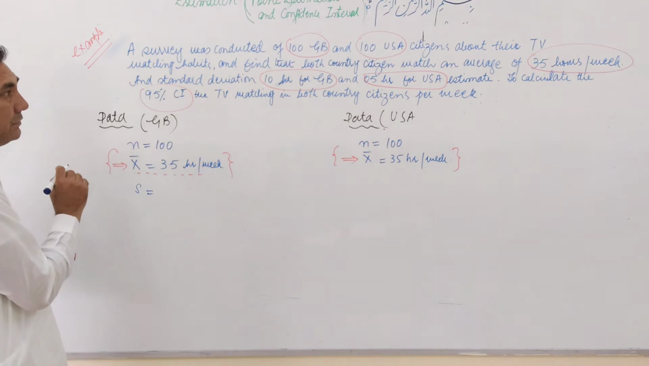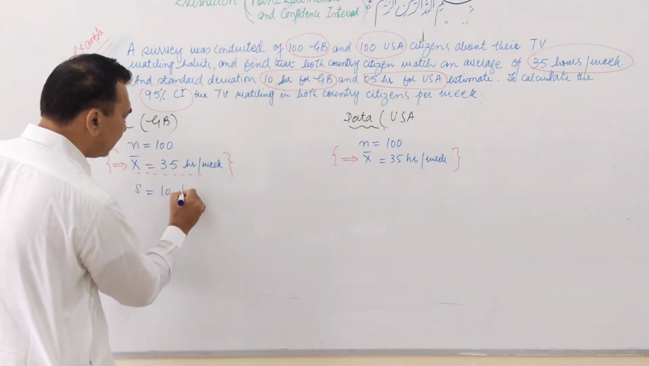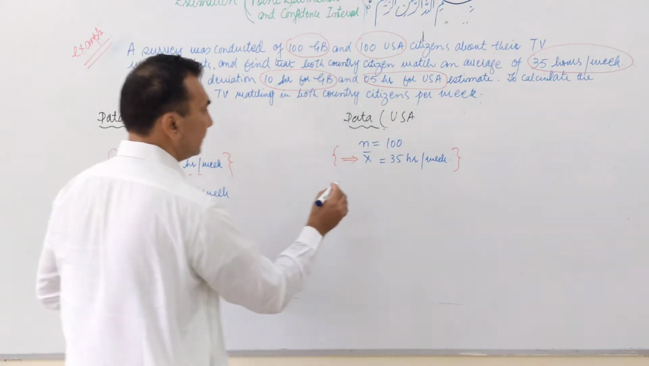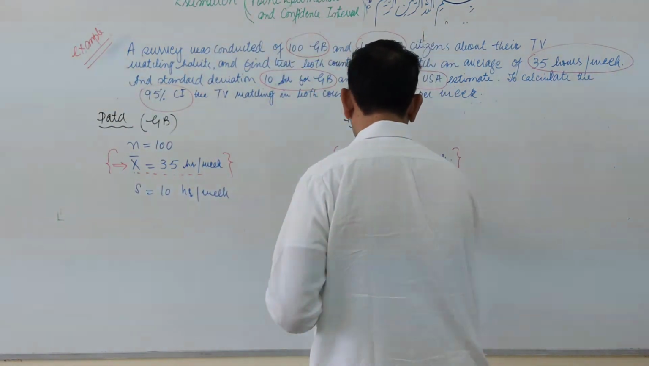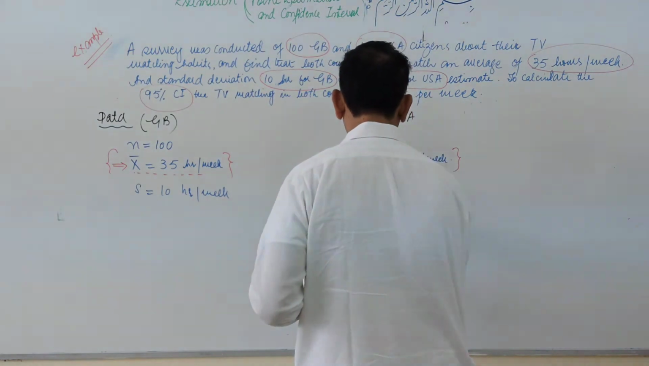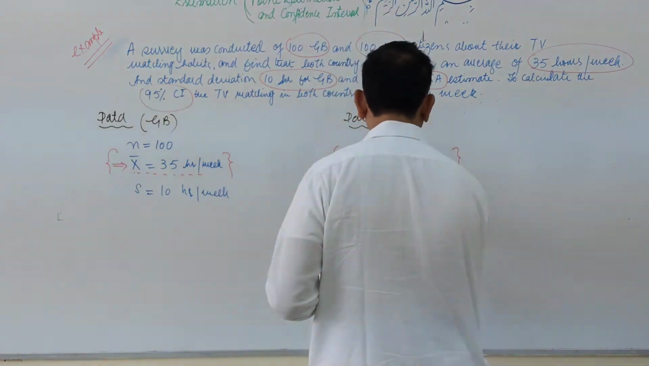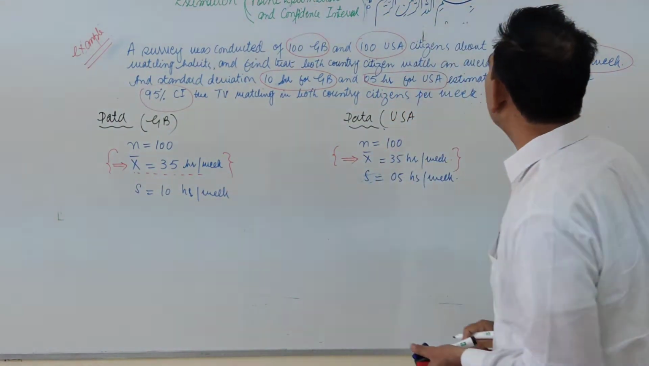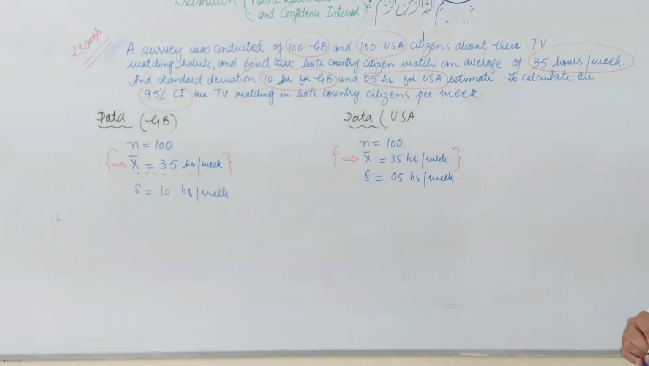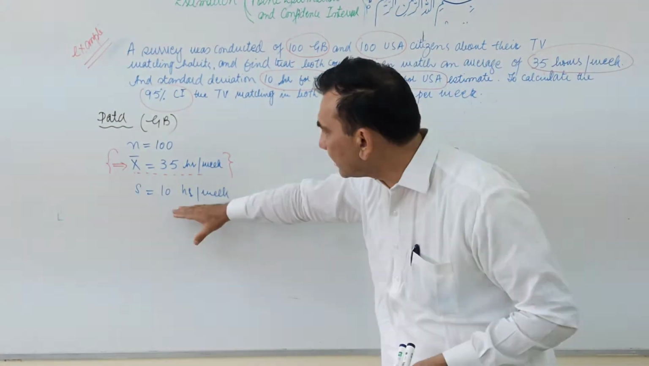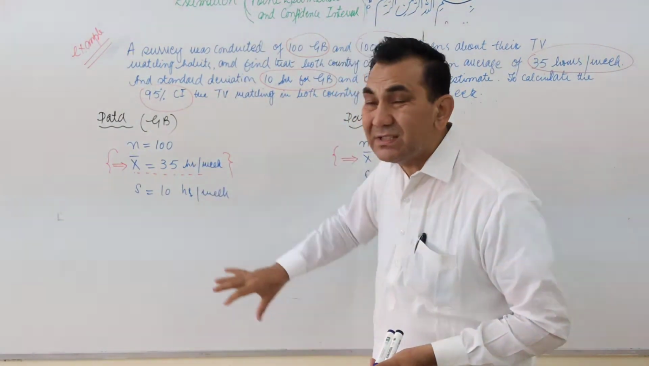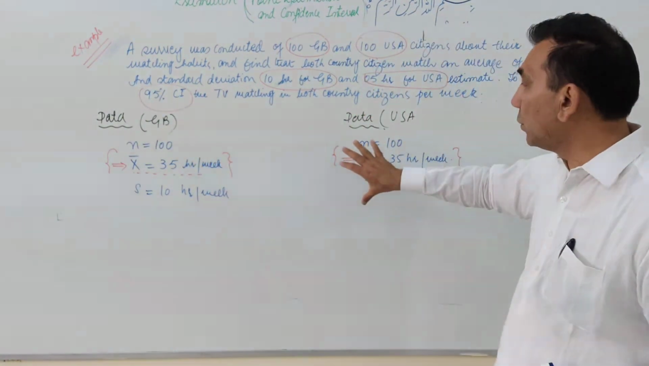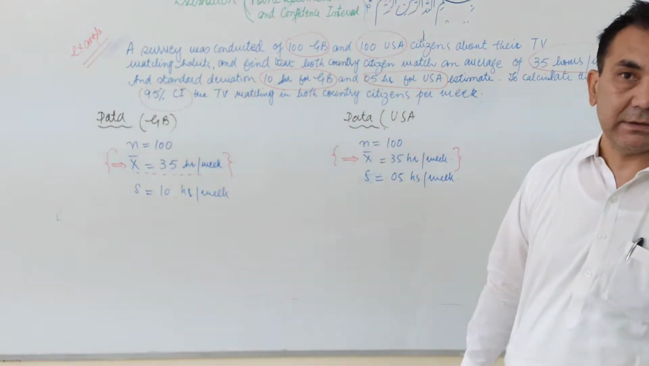Now the standard deviation for Great Britain is 10 hours per week, and 5 hours per week is the standard deviation in the USA. It means that 10 hours per week shows a lot of variation in TV watching among Great Britain citizens as compared with the USA.